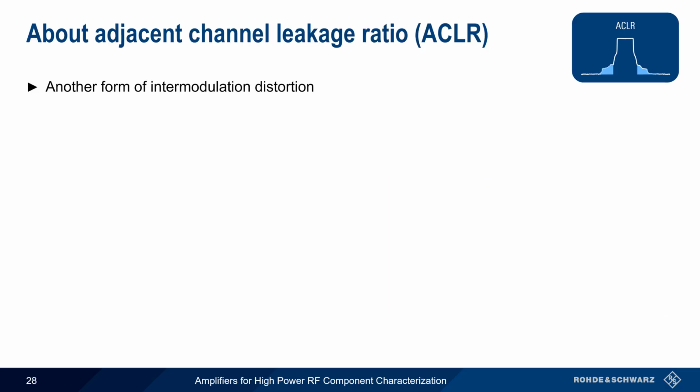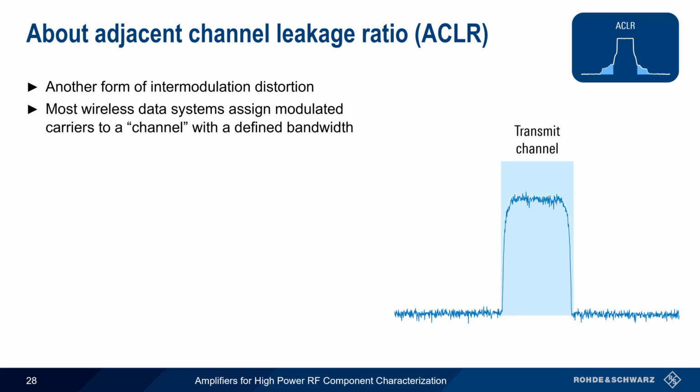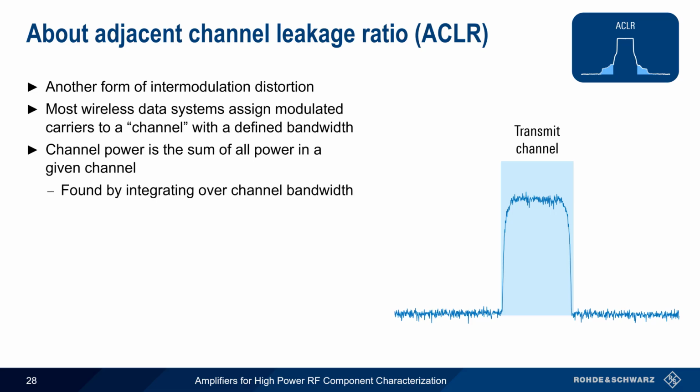Adjacent channel leakage ratio, or ACLR, is another form of intermodulation distortion. Most modern wireless data systems assign modulated carriers to a channel with a given bandwidth. The power of a channel is defined as all the power that falls within that channel, and is found by integrating over the channel bandwidth. This is an absolute power measurement with results in units of dBm.